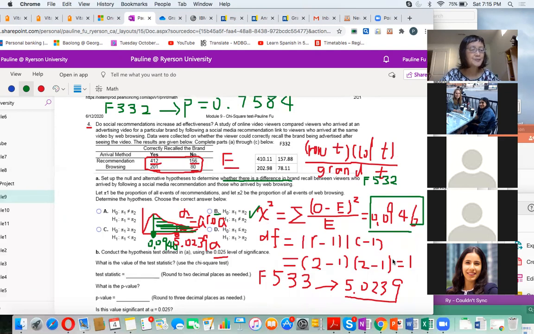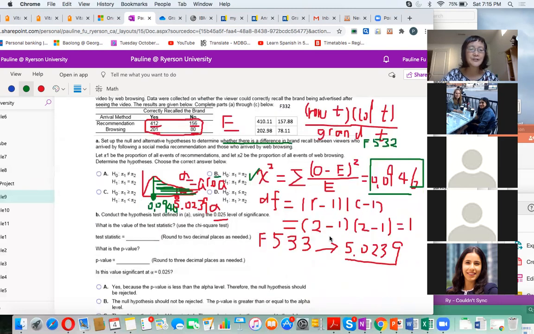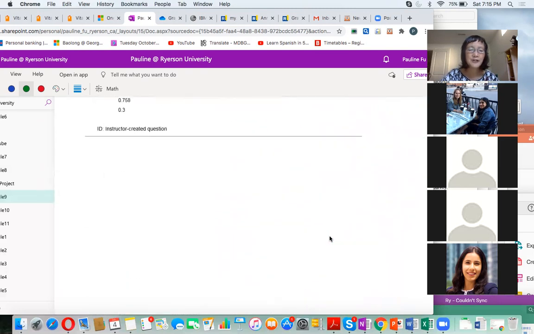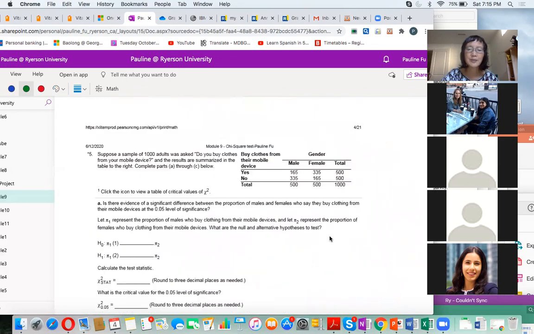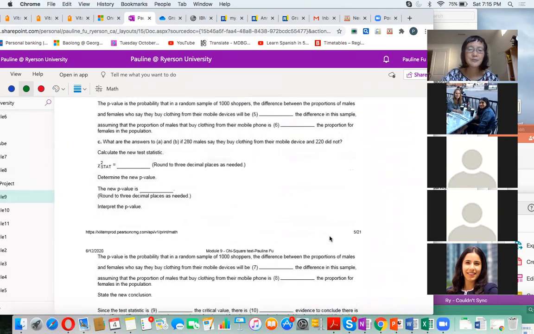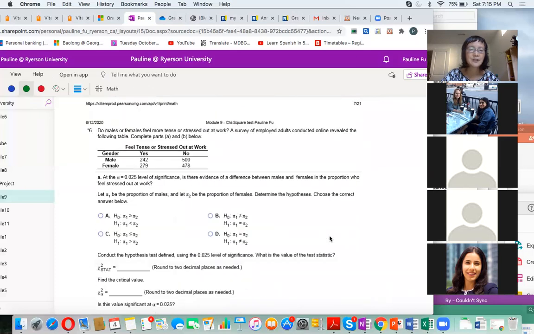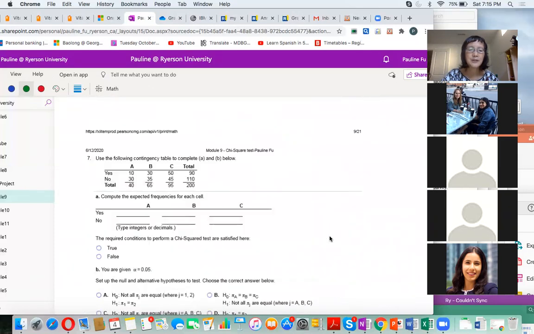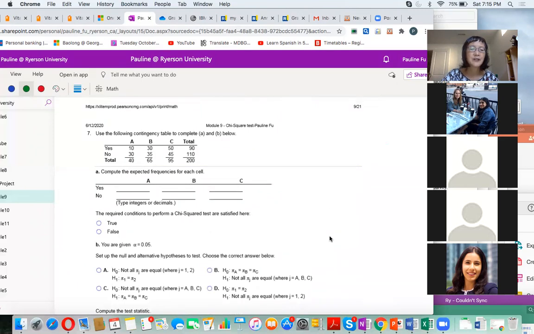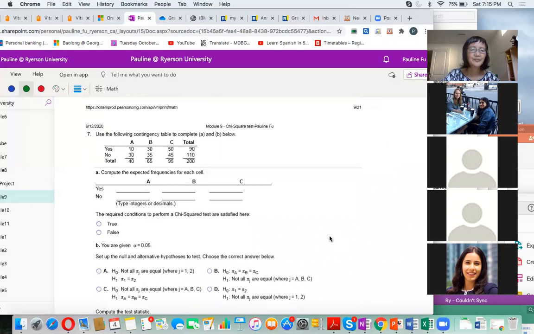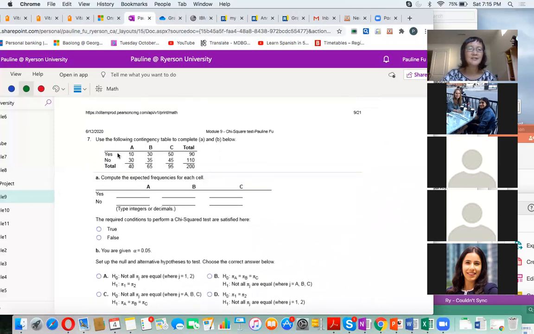So that is a chi-square test for two proportions. Sometimes you also have questions about three proportions. I'll try to find an example. If not, I can make up one. Here we go. Yes. So question 7.